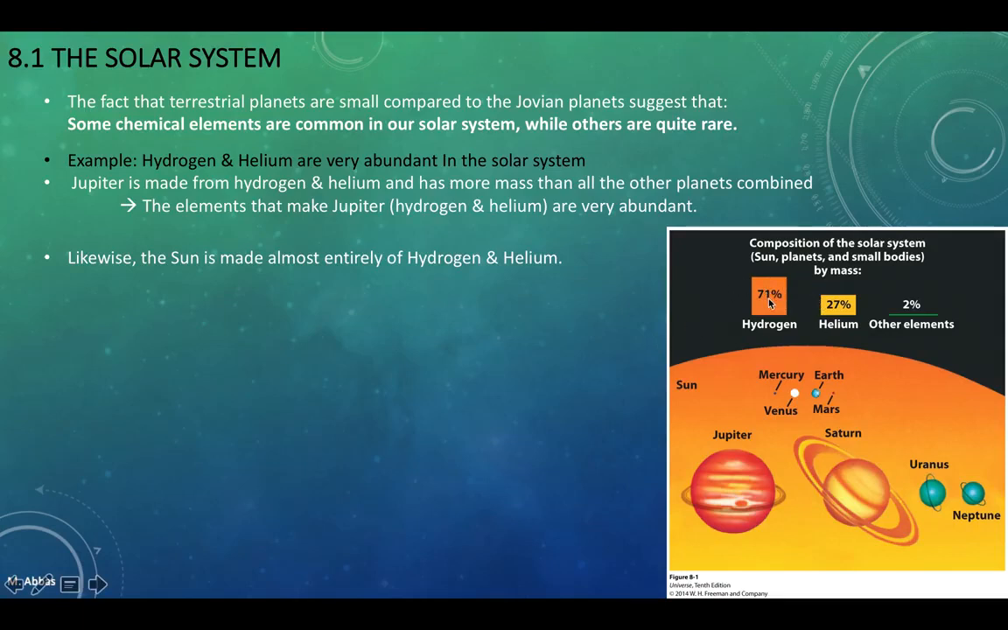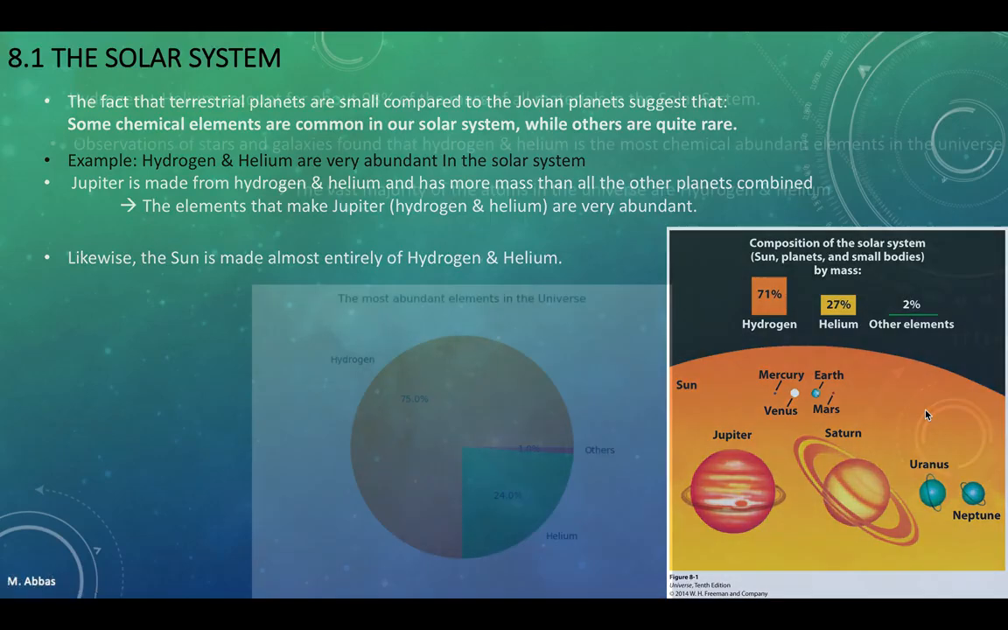Around 98%, this one combined with this one, around 98% of the solar system is made from hydrogen and helium. And only 2% of the solar system is made from other elements. What do I mean by other elements? Anything other than hydrogen and helium. For example, oxygen, carbon, nitrogen, iron, diamond, and all of the other elements you hear about, and they only make up 2% of the entire solar system.